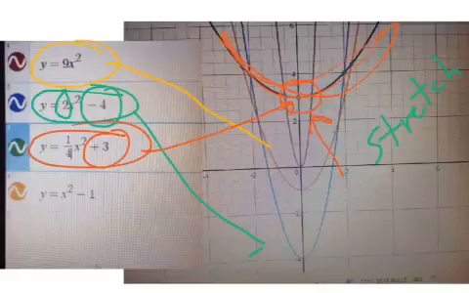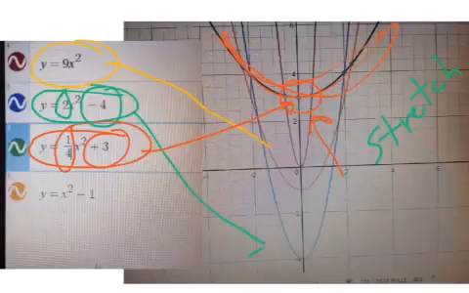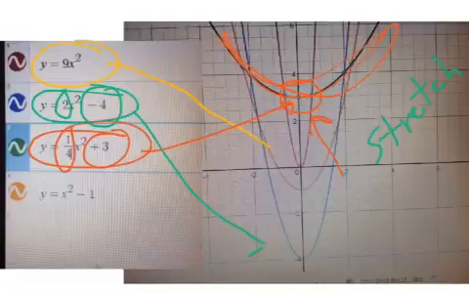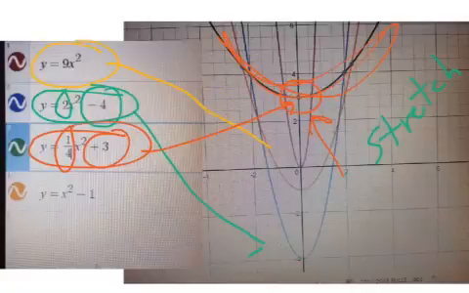Now why is it so wide? It is because notice my coefficient is a 1/4. You see, the smaller I make that coefficient in front of x squared, the wider it's going to get. It's going to grow slower, you see.